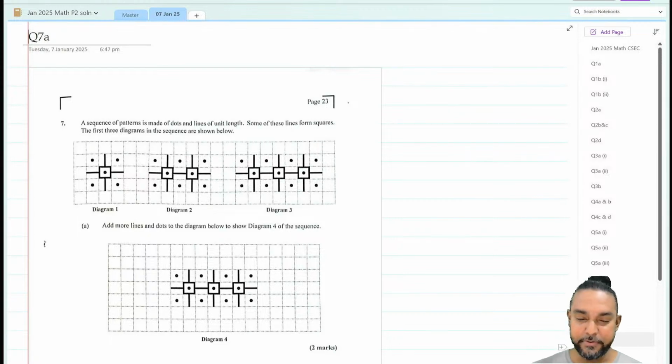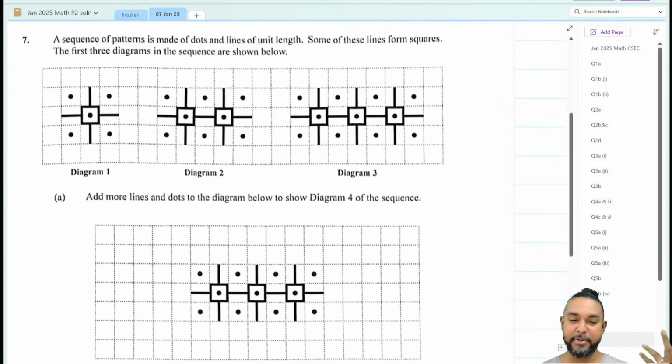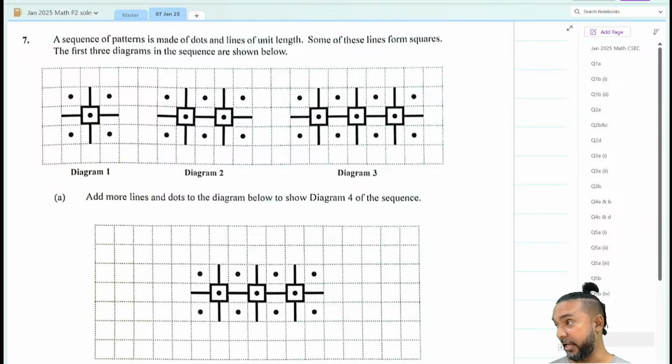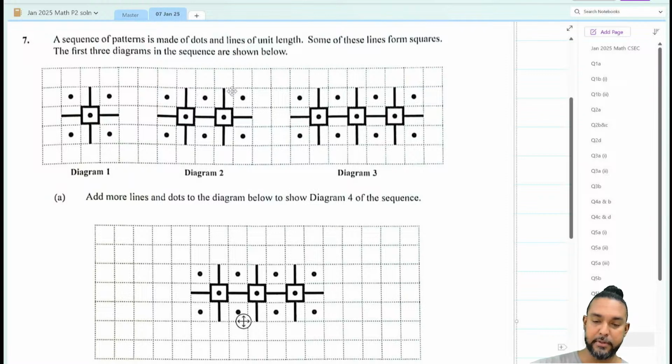Hey, patterns question. Get to some fun stuff now. Alright, a sequence of patterns is made of dots and lines of unit length. Some of these lines form squares. Sorry, let's take another time check. So it's just about the hour? Alright, cool. Some of these lines form squares. The first 3 diagrams in the sequence are shown. Okay, cool. So basically what they're doing is they're adding on a square and 3.